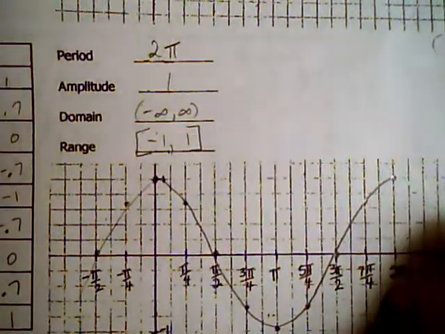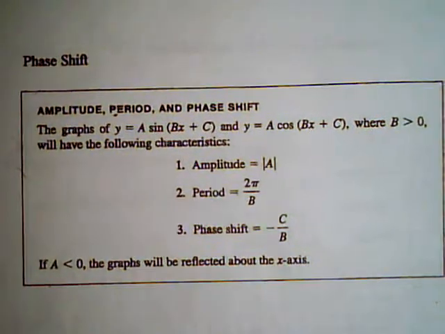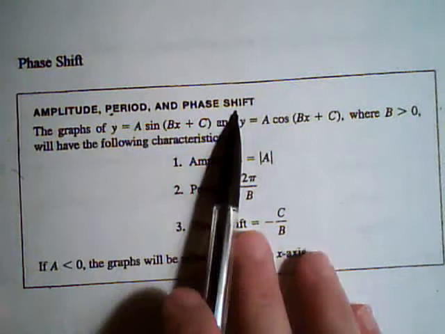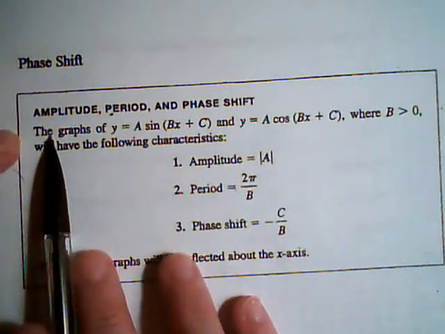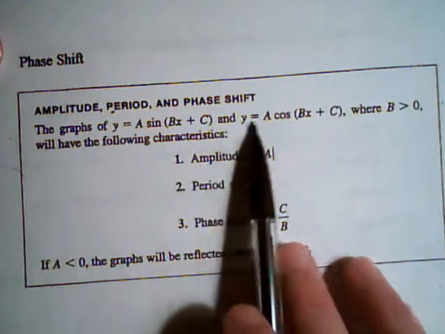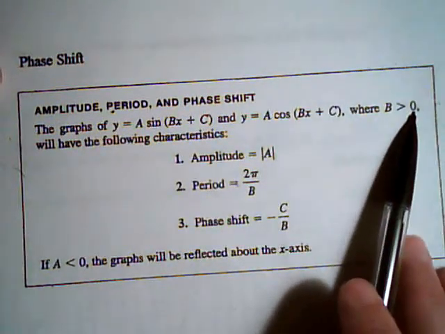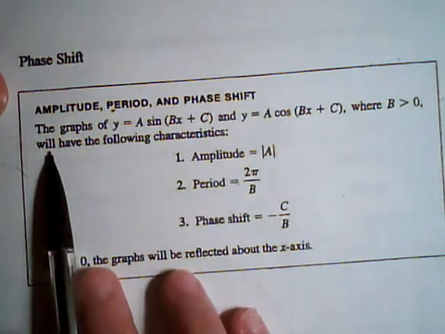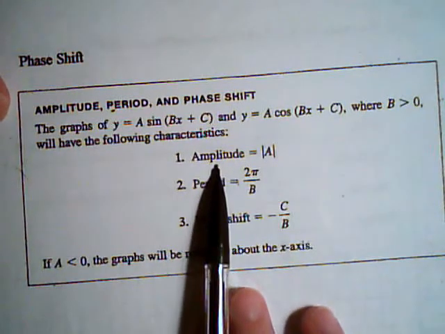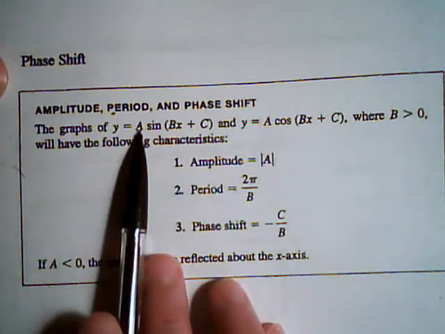Okay, flip over to the back and we'll look at some more characteristics of how we can find amplitude and period by looking at the equation. Okay, so amplitude, period, and phase shift. If we have the graphs of y equals a sine of bx plus c and y equals a cosine of bx plus c, where b is greater than 0, we will have the following characteristics. The amplitude will be the absolute value of a.